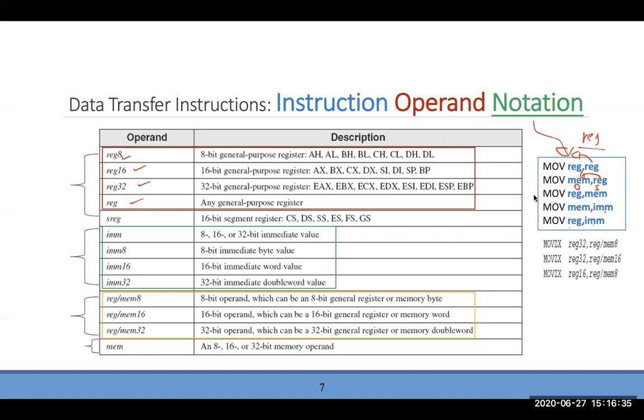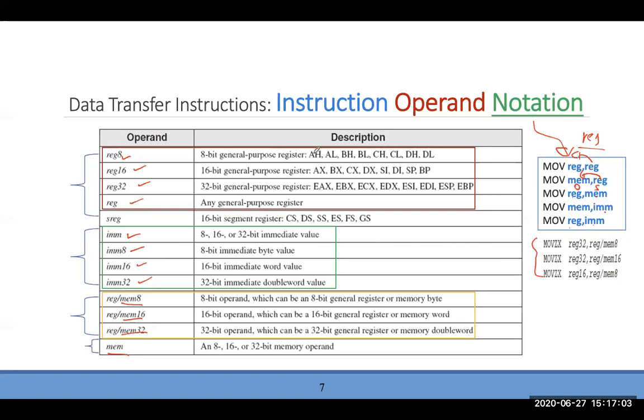Can you look at the other side of the table right now? I mean, the one on the left, and try to look at the immediate right here. So you can have an immediate of size 8, okay? Or 16 or 32. If you just say immediate, it could be any of these, okay? And if we say memory right here, we can have memory 8, memory 16, or memory 32, or any of those. So this is what the notation is for, okay?